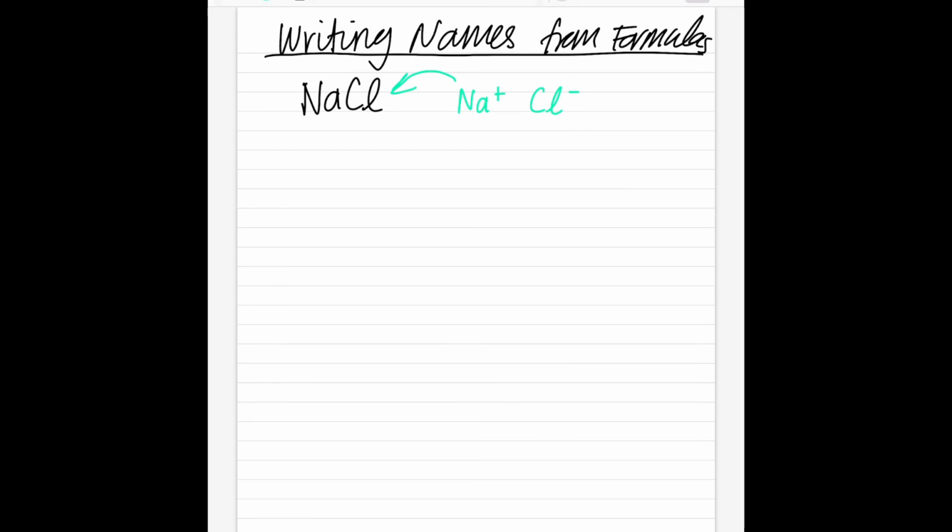So now all you do is you find the name of this one, write it down, and we said that that was sodium. And then we find the name of this one and write it down. And so Cl minus, like we said, it was on the front side of the periodic table, that is called chloride. And that's it, you're done.